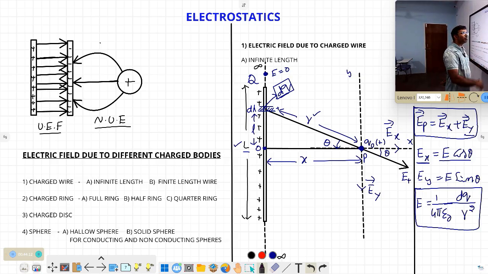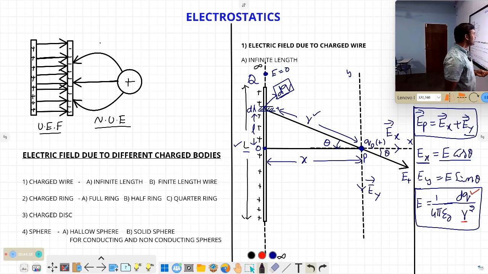Is dq constant or variable? Variable. From where to where? From infinite to infinite, because if you take a small length, dq's value is different. If you take a big length, the dq value is more. So the charge depends on the size of the length of the elementary portion which you choose. So the dq value is variable. So which is variable? I am marking it in red. dq is variable, and we have to modify it. 1 by 4 pi epsilon naught is constant, it is not a variable.